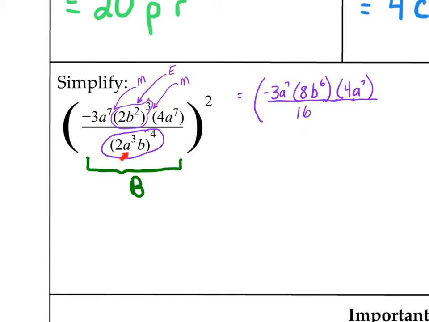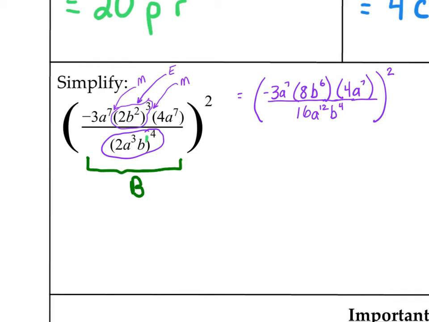And then for the a's, the exponent of 3 multiplies with the exponent of 4. So that would be a to the 12. And for the b's, you want to remember when the exponent isn't showing, it's an exponent of 1. So the exponent of 1 will multiply with the exponent of 4. So that would be b to the 4. And then you still have an exponent of 2 on the outside. So the first step inside the brackets is to do any of the terms that have an exponent.